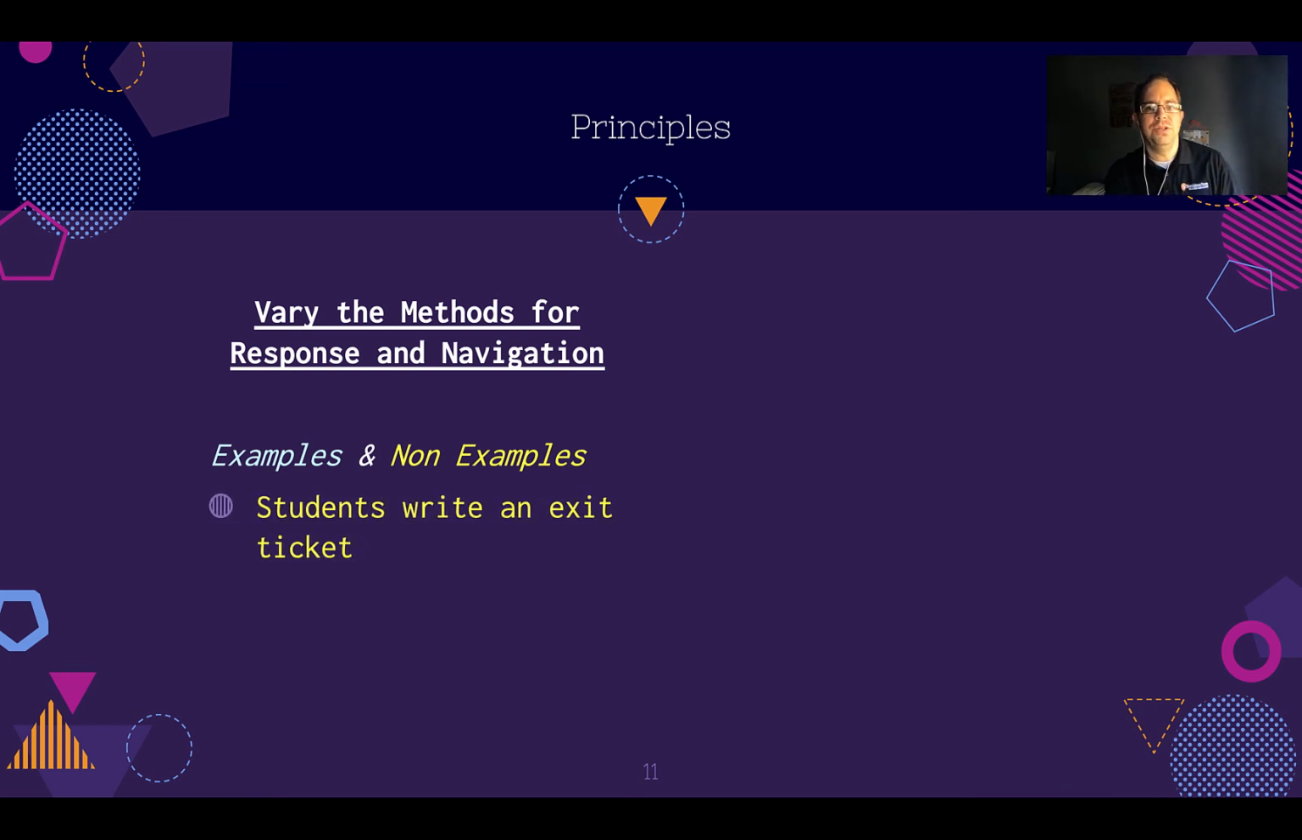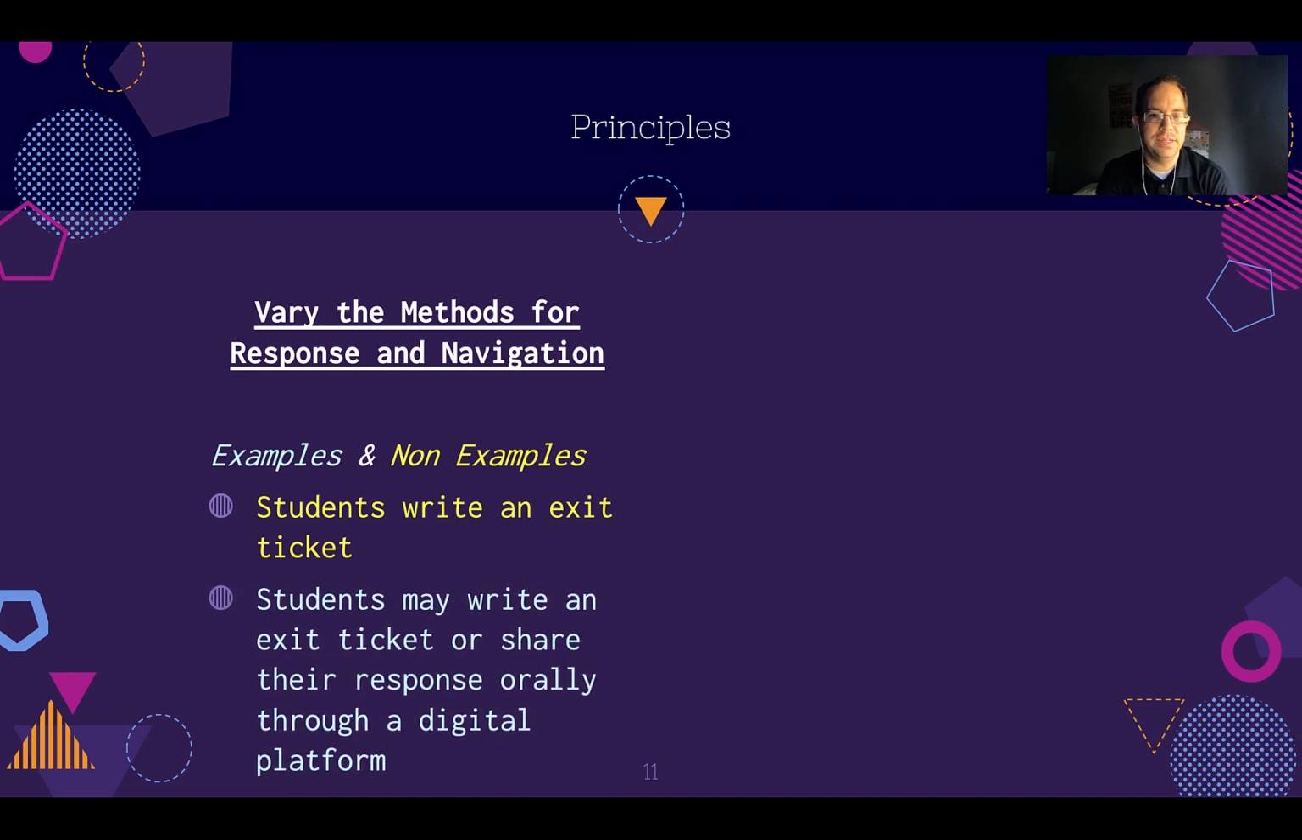Instead, as an example, students write an exit ticket would be a very linear way of thinking about showing their learning, versus students may write an exit ticket or share their responses orally or through Flipgrid or all of these different options. Now, I know that you might be thinking right now, like, wow, if they do all that, that's a lot for me to look at and do. So again, temper this. I'm not suggesting that you have to be full UDL today, but just think about the barriers that exist in your class and try to remove them.